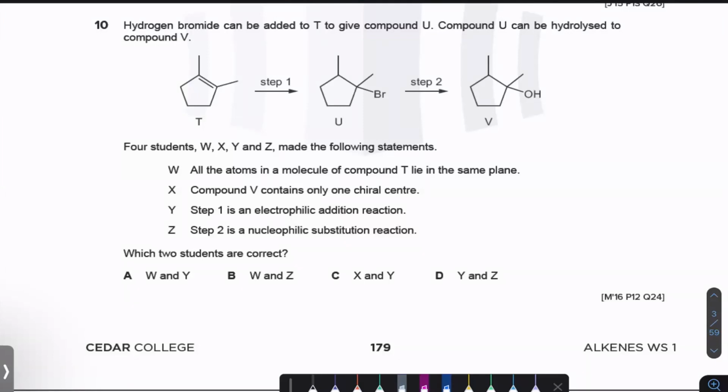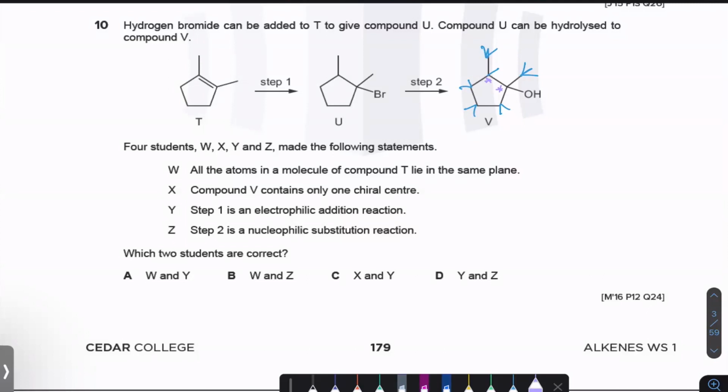Okay, compound V contains only one chiral center. ये तो हम देख के बता सकते हैं. Compound V में chiral center देखते हैं कितने हैं. पहले मैं chicken feet बना लेता हूँ. This is hydrogen. Okay, this is hydrogen, hydrogen, hydrogen. Chiral center मेरे पास एक ही है और एक ही है. So obviously ये बात गलत होगी.